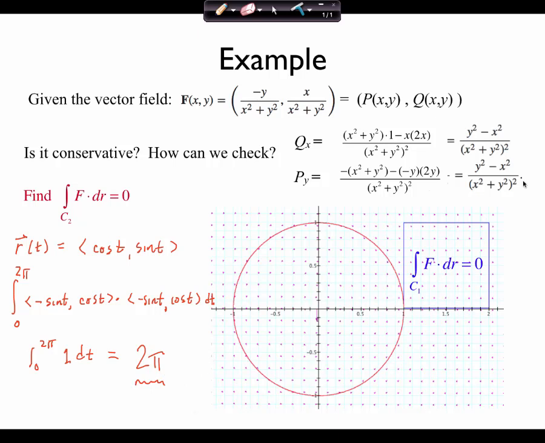But yes, this is a conservative field. Yes, we have a closed loop. No, we didn't get 0 for that. We should have, according to what we talked about so far. Any questions?